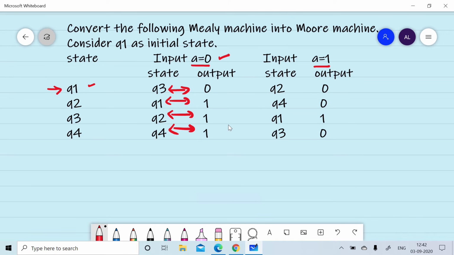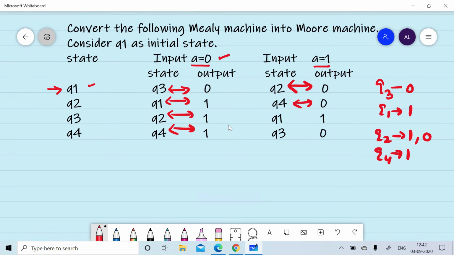So with Q3, 0 output is associated. With Q1, 1 output is associated. With Q2, output 1 is associated. With Q4, 1 output is associated. With Q2, 0 output is associated. With Q4, 0 output is associated. Similarly, with Q1, 1 output is associated, which we had already mentioned. With Q3, 0 output is associated, which we had already mentioned.